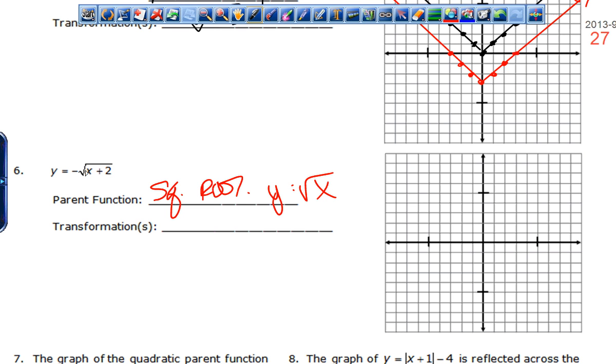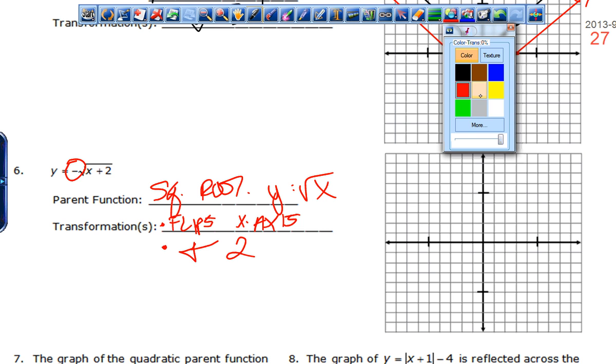It's a negative. What does that negative do? It flips across the x-axis. And what's our other one? It's got +2 on the inside to tell us to do left 2. Not right 2, but left 2.